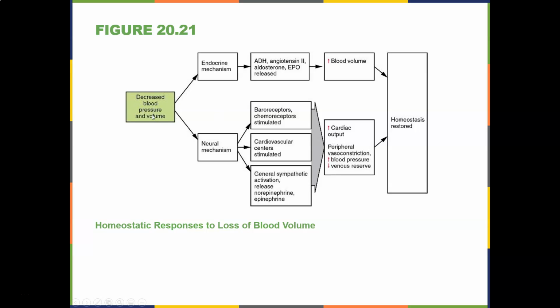If you have decreased blood pressure and volume, what about the endocrine mechanism? And then there's a neural mechanism as well. Let's say you have decreased blood pressure, your baroreceptors and chemoreceptors will say, oh, wait a second, what's going on here? Your cardiovascular centers will say, what's going on here? And then your sympathetic says, okay, we're going to increase our cardiac output. And in doing so, our peripheral vessels vasoconstrict, and then your blood pressure increases, your venous reserve goes down, and homeostasis is restored. So without you thinking about it, the whole job of your body is to keep everything at homeostasis.